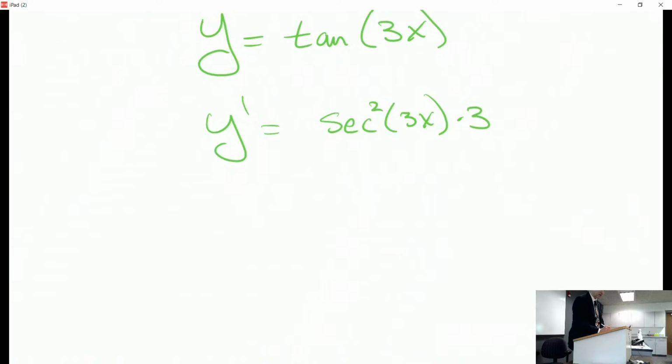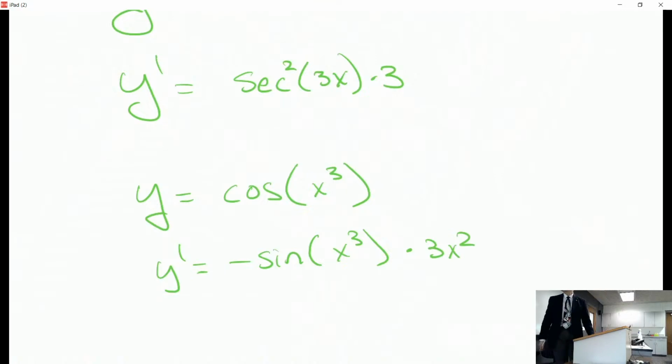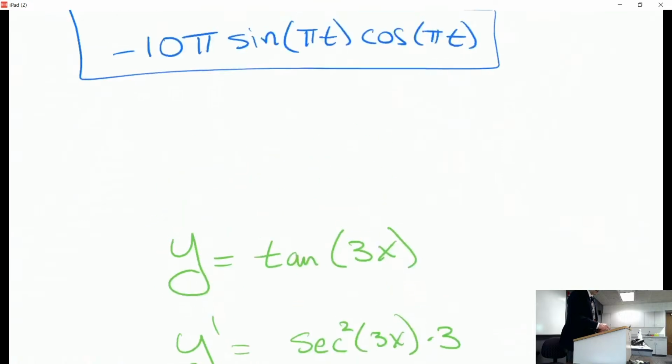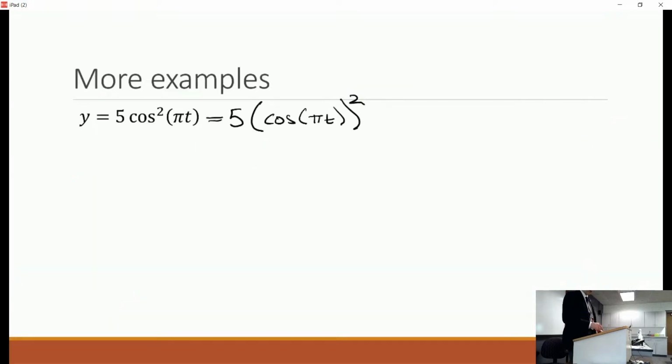Even if you have something like this, y is equal to, how about cosine of x to the third. Even that, I would never write out f and g for this. You might want to the first few times, but after a while you see the pattern that y prime is negative sine. Don't mess with that inner function, but then multiply by 3x squared. So anyway, you'll get more used to doing it, and then you can sort of drop all the extra notation.